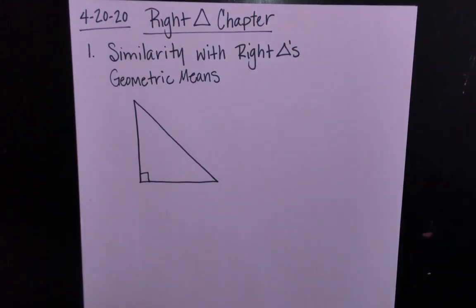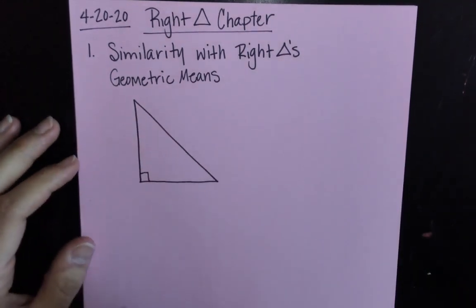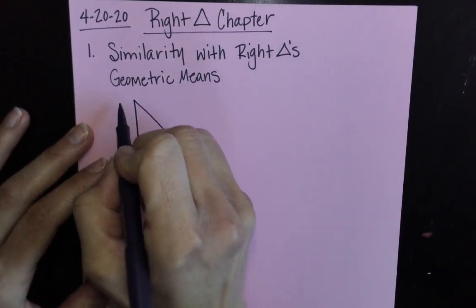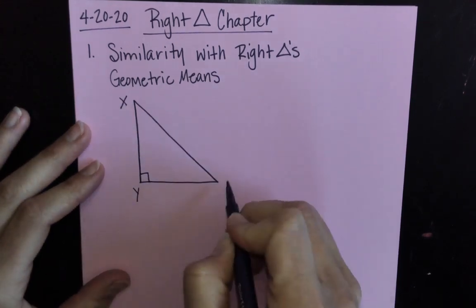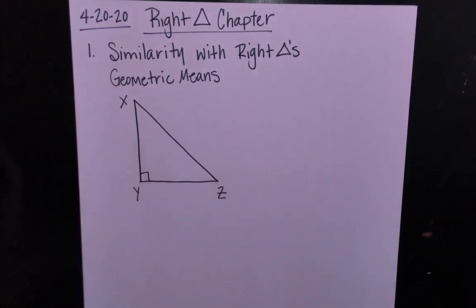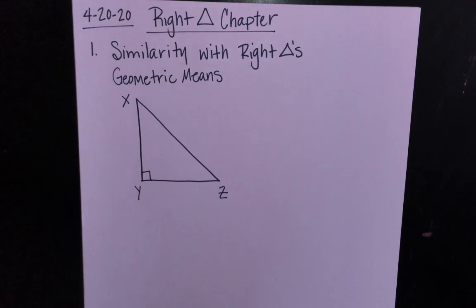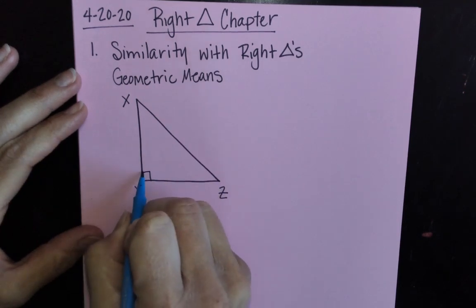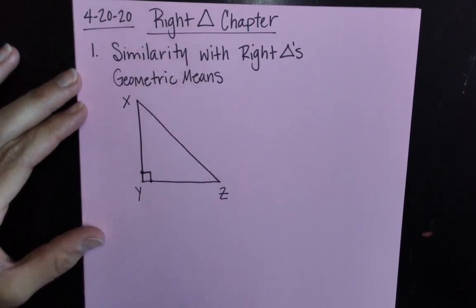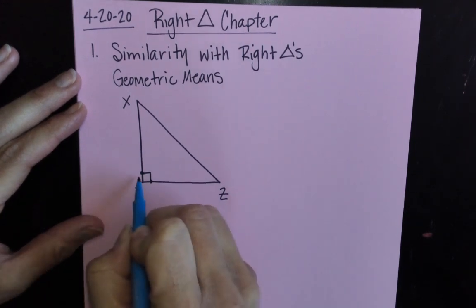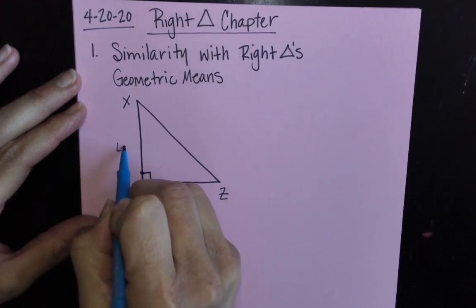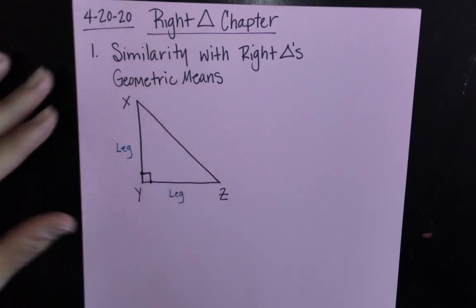And it looks pretty generic, always facing the same direction, the right angle there. We're going to name this one X, Y, Z. The first thing that I want us to take a look at is that we've done a lot with the Pythagorean theorem. And with our Pythagorean theorem, we know that the two sides where the right angle touches, the two sides where that tick mark touches, are called the legs. So that's the first thing that I want us to take a look at.